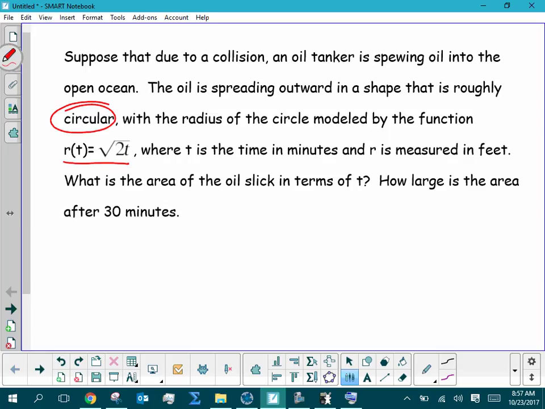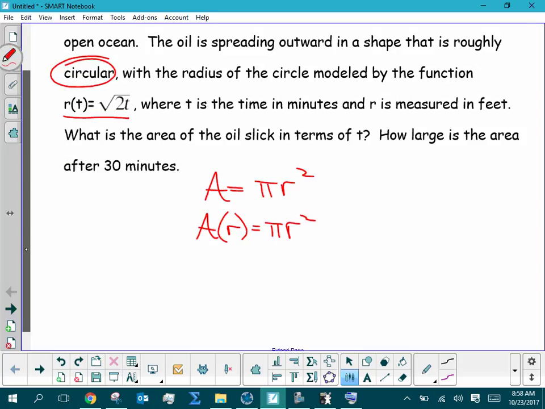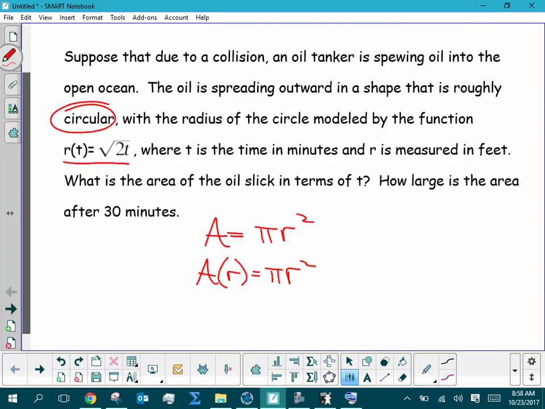Pi r squared. So area is equal to pi r squared. So that is one function. If you think about that, maybe this is a better way of writing it: the only number that affects area is the radius, correct? So area is better written as a function of the radius. It's dependent on the radius. Well, what did we just say R was? Square root of 2t, right?